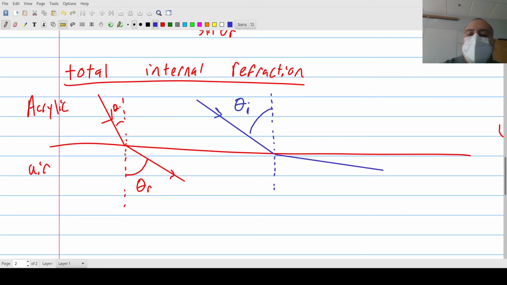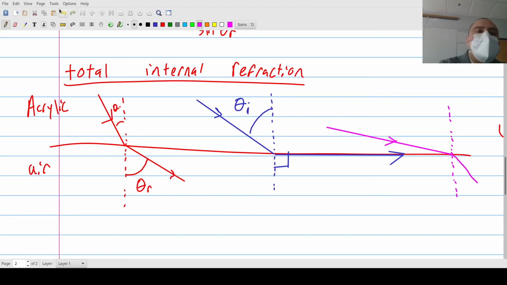Eventually, if theta incident gets big enough, theta refracted can go right along this path, such that this is a 90-degree angle. And if we go even farther than that, then it turns out that the light can't escape this medium. So if we have something like way over here, and we strike our surface like this, put in the normal here, instead of the light coming out of the material, it is trapped inside.